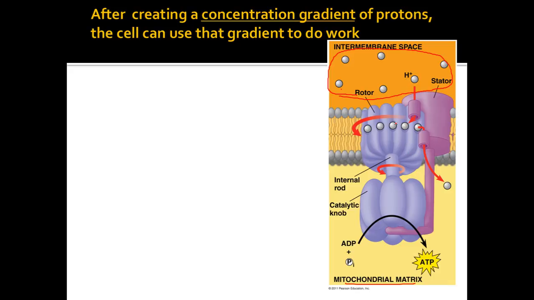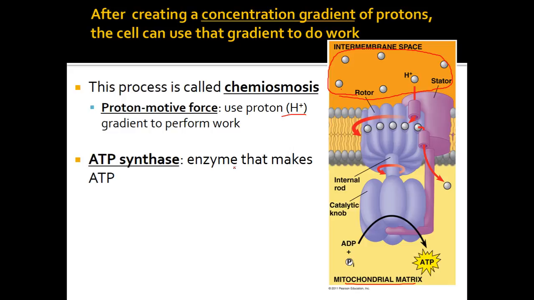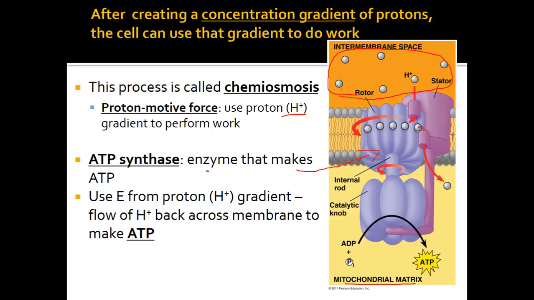So this is showing you a simplified model of what they look like, but it actually does look like a little cellular machine. This process is called chemiosmosis. It's also referred to as a proton motive force, so it uses protons to actually perform work. The molecule right here, this blue and purple thing, is ATP synthase. It's an enzyme that makes ATP.